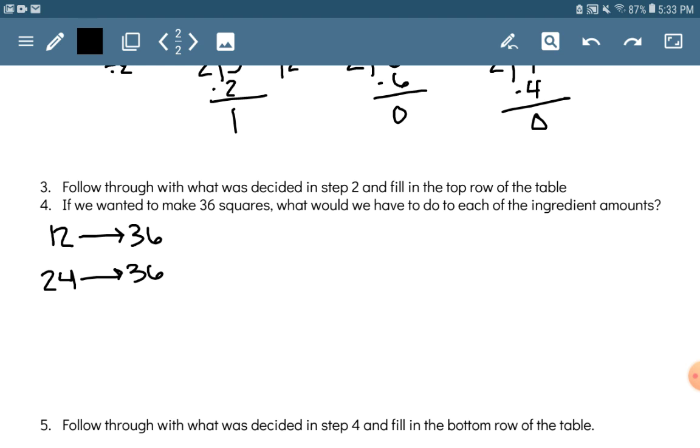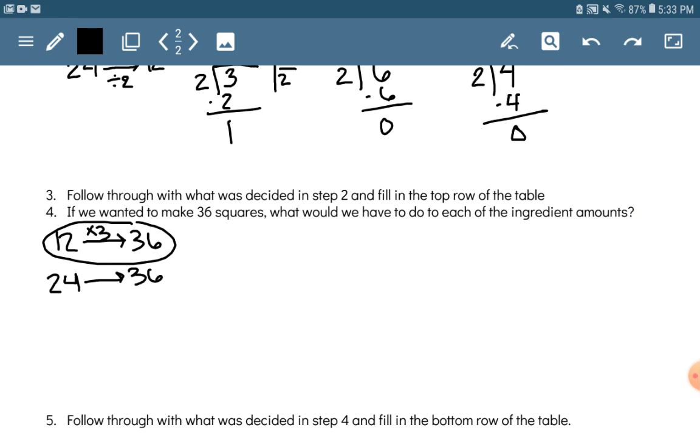So you want to decide what's going to be easier to turn into a 36. Can you multiply 12 by something easy to get 36? Or can you multiply 24 by something easier? Eventually you'll figure out that we want to use this 12 because all we need to do is multiply by 3 to turn it into a 36. If we were to use 24, we would have to multiply by 1.5, which just isn't as easy. So now we're going to follow through, and since we are using our ingredient amounts for 12, we're going to multiply by 3 all the way through.